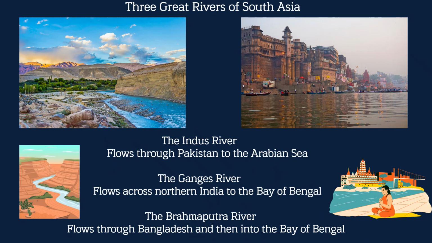India does have major river systems. We spoke about that earlier in the lesson. The Indus River flowing through Pakistan to the Arabian Sea, pictured on the top left. The Ganges flowing across northern India into the Bay of Bengal, pictured on the top right. And the Brahmaputra River flowing through Bangladesh into the Bay of Bengal as well.